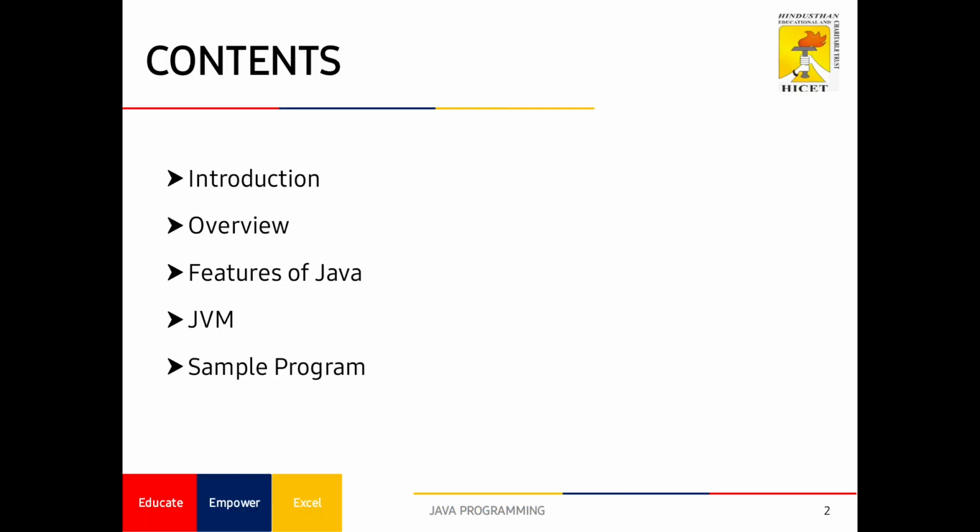The first part, the content I have displayed here, is that we are going to see the introduction and overview of Java, the basic features of Java which have to be included in every program, and also what the JVM, the Java Virtual Machine, is and how it functions in Java programming. The last one is a simple sample Java program, showing how to use functions and methods to print some simple lines. First part is the introduction.